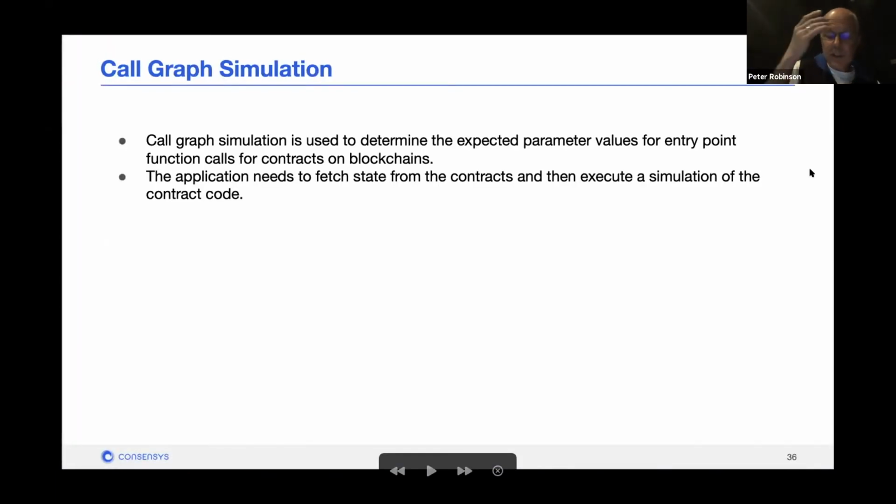So the first thing you need to do is simulate the call graph. You need to work out what the expected parameter values are for the entry point functions for the contracts of each blockchain. You may need to fetch state to be sure of what the current state is, because that may affect the actual values that need to be passed into function calls.